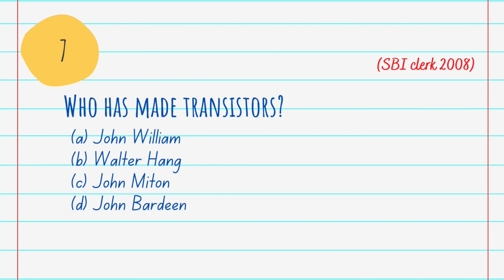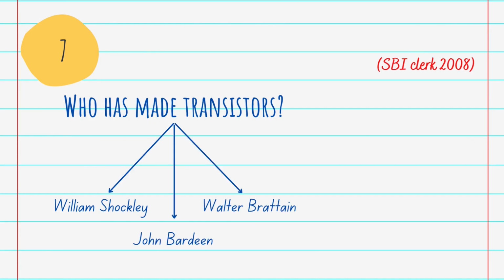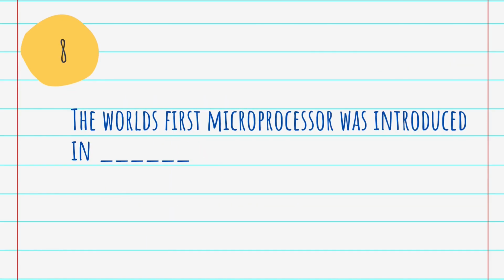Next question was asked in SBI Clerk 2008. Who has made transistor? A. John William, B. Walter Hank, C. John Mitton, D. John Bardeen. And answer is D. John Bardeen. The three physicists who invented the transistor, William Shockley, John Bardeen and Walter Brattain, were awarded the Nobel Prize. Question number 8.